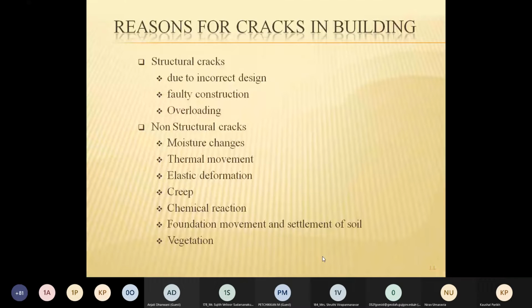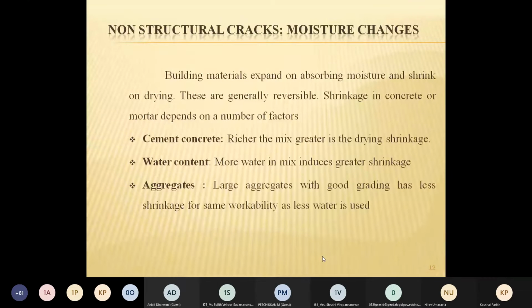Non-structural cracks: the first one is moisture changes. Building materials expand on absorbing moisture and shrink on drying, and this is the general behavior. Because of that, the shrinkage in concrete and the expansion of mortar depend on a number of factors. The first is the cement content, another is water content, and third is the aggregate. The richer the mix, the greater the drying shrinkage. More water in the mix also induces greater shrinkage.